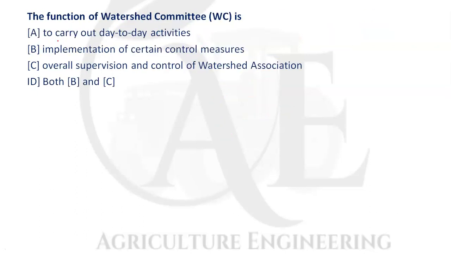Next question. The function of the watershed committee. So watershed committee, most important question. It carries out the day-to-day activities as well as overall supervision and control of the watershed association. So both A and C is the correct answer.